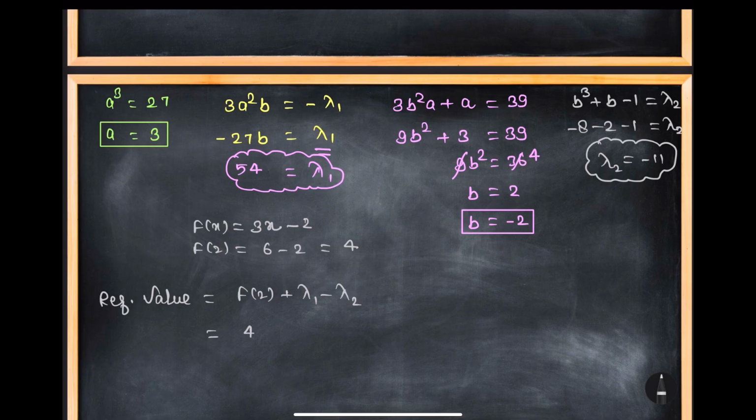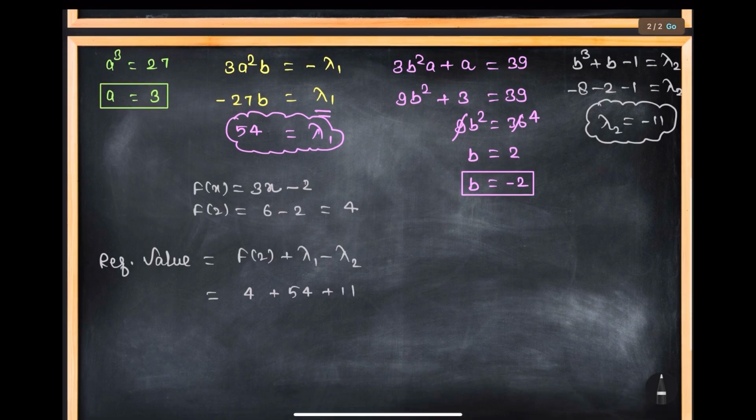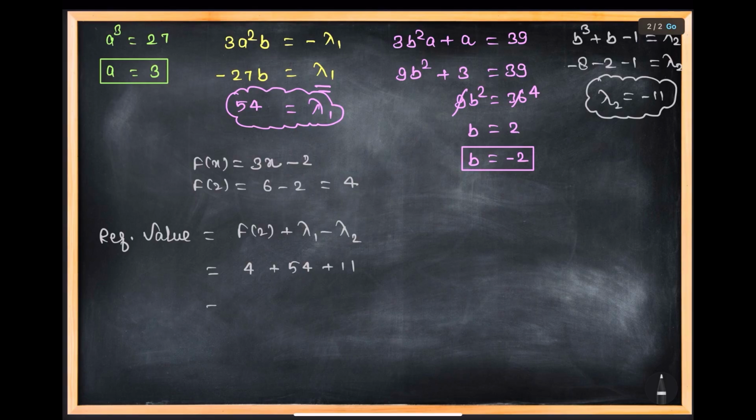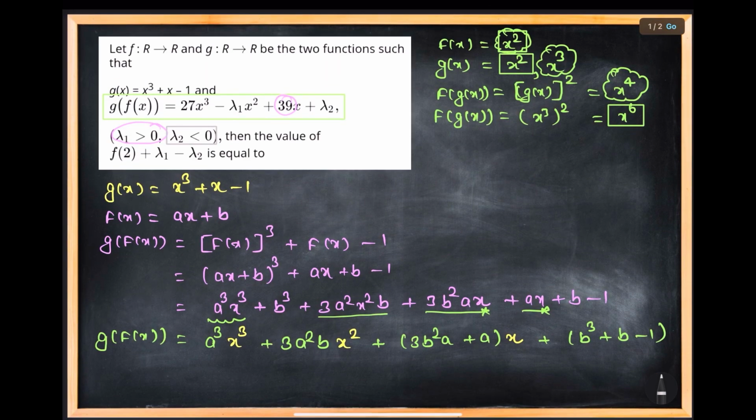Now let's substitute. So 4, λ1 is 54, and λ2 is −11. So minus of −11 will become plus 11. So it is 58, 59, 69. So the value of the required thing is 69. I hope you got the idea, you got the approach. Only in this question you have learned this beautiful concept, and the rest is just a procedural part. Okay.